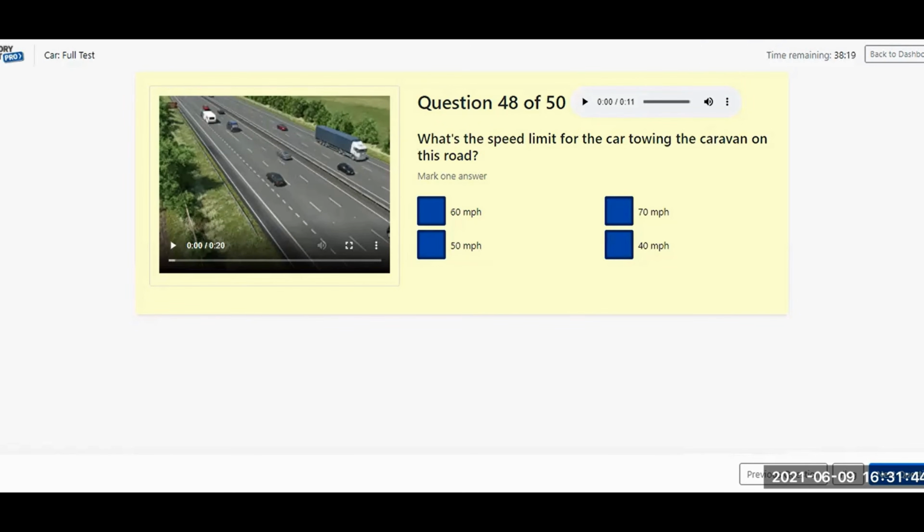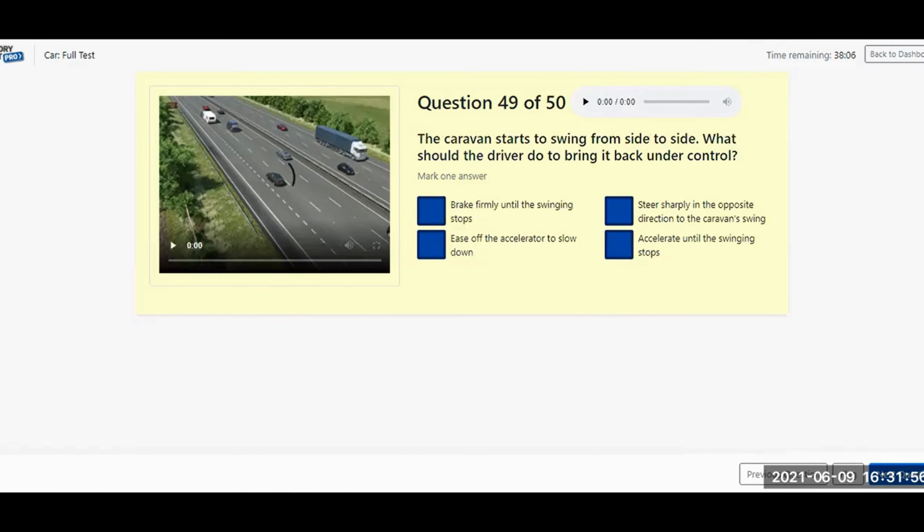Okay, this is the video. So they are showing you a motorway and asking you some questions. What is the speed limit of the car towing the caravan on the road? So again, if you are on the motorway and you're towing a caravan, you're 10 miles less. So this is 60, and you can see it's a motorway road. But again, without watching the video, don't just go for the answers. Watch the video, because they can be asking you something different. So don't try to remember the answer.